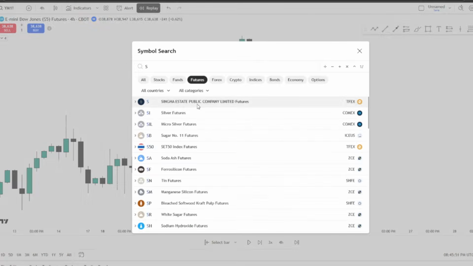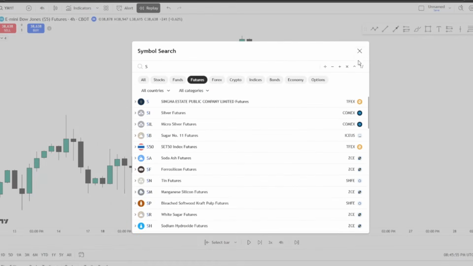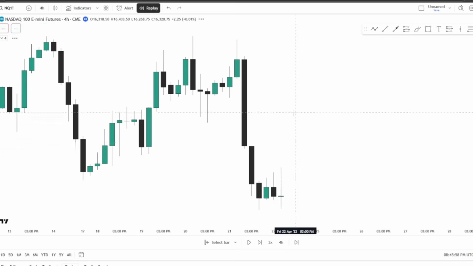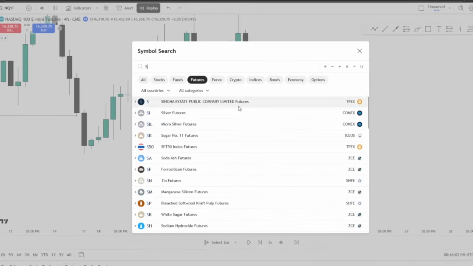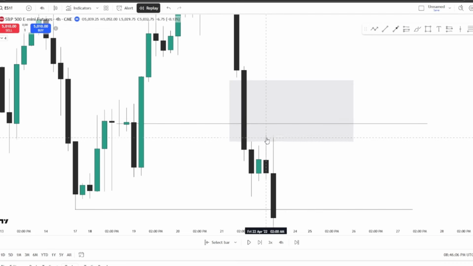1, 2, 3. There's no SMT there. Actually, there is an SMT at the 6 a.m. high, I think. Yeah, there is. So 1, 2, and then 3 here. It's better to just keep. Yeah, so there's an SMT here.